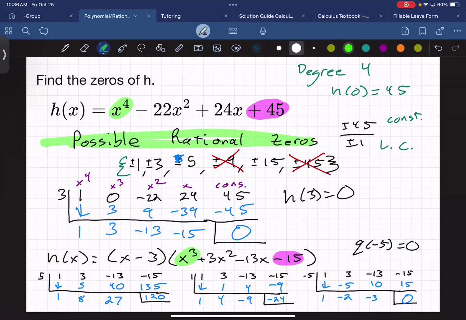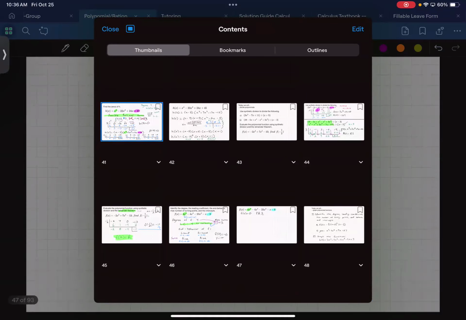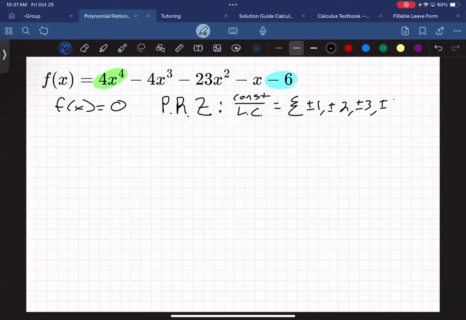All right. Now, the reason I want to say it that way, PRZ is just a quick way to say, hey, I'm writing out possible rational zeros. But this is where we have to go back and say, I want the constant term and the leading coefficient. And we're just going to start listing factors of those. So what are factors of 6? 1, 2, 3. All right. And that's all of those, right?